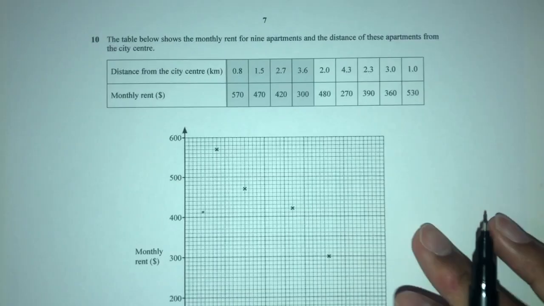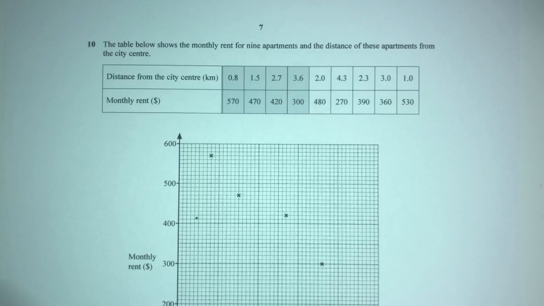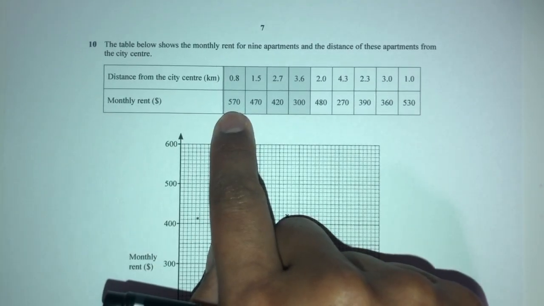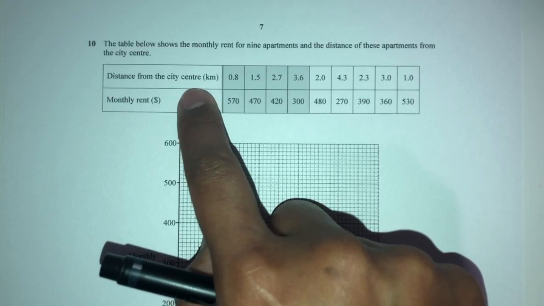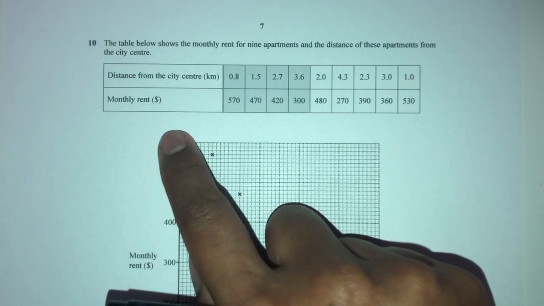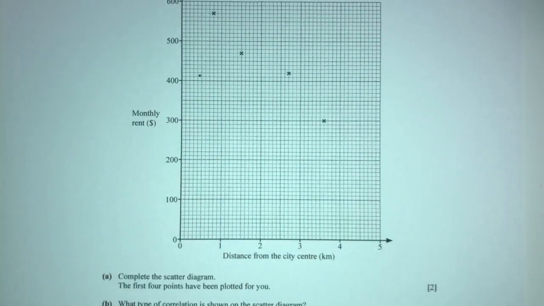Okay, so now let's move on to question number 10. The table below shows the monthly rent for 9 apartments and the distance of these apartments from the city center. So how do you read this table? The rent costs this much. This is how much it costs, $570 a month. And it is 0.8 km from the city center. So this is basically the values given to you on the table. Nothing special. Okay, let's see what are the questions.